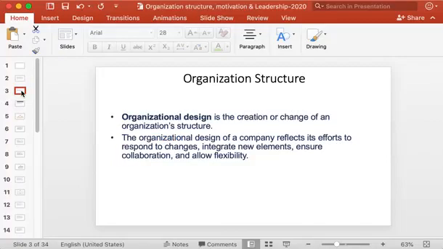While organization design is the creation or change of an organization structure. The organization design of a company reflects its effort to respond to changes, integrate new elements, ensure collaboration, allow flexibility, and so on.